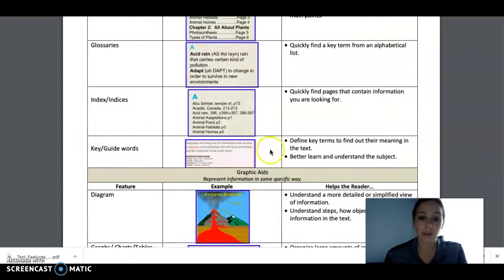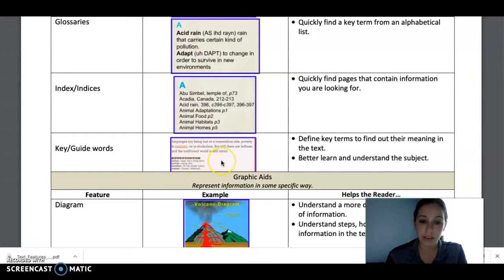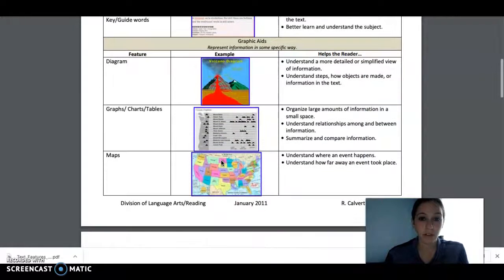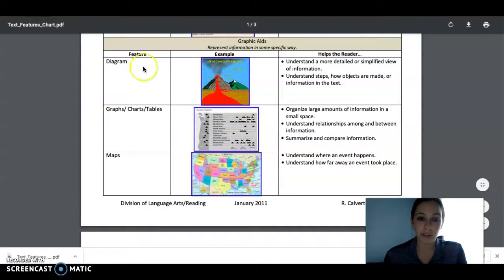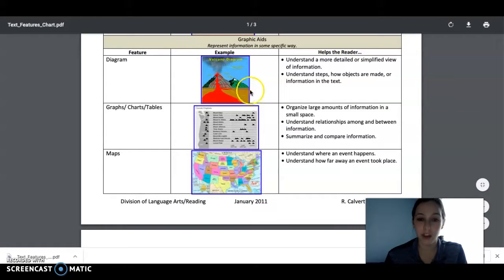Key or guide words. So sometimes writers will include little boxes that will tell you the definition of a word as you're reading. That's super helpful. They'll also include a bunch of graphics, right? So you might see diagrams or graphs or maps to help you understand more of the information that the writer is including. If the writer is trying to teach you about volcanoes, they might include a diagram about it to kind of show you how it starts and how it ends.